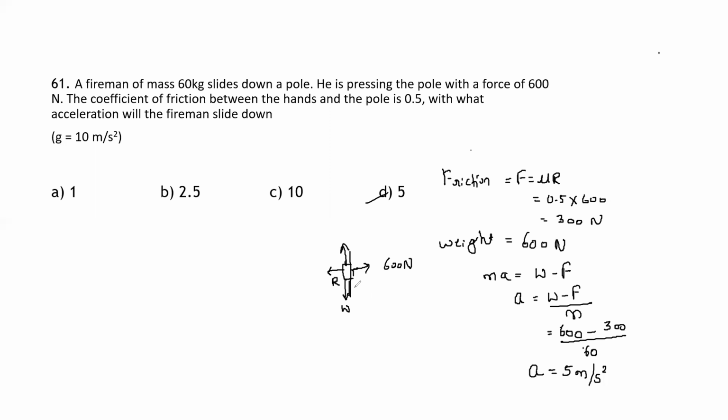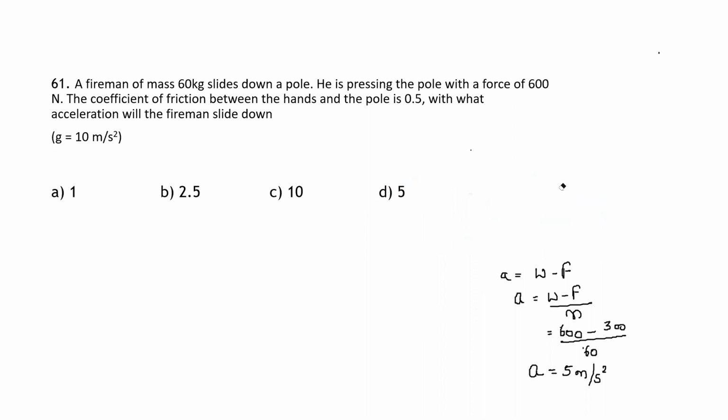We need to use the frictional force formula. We need to use acceleration is equal to W minus F divided by M. These are the formulas we can use. So the correct answer is option D, 5 meter per second square. Then let us see our next question.